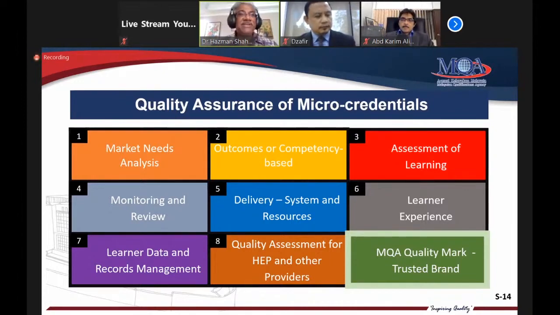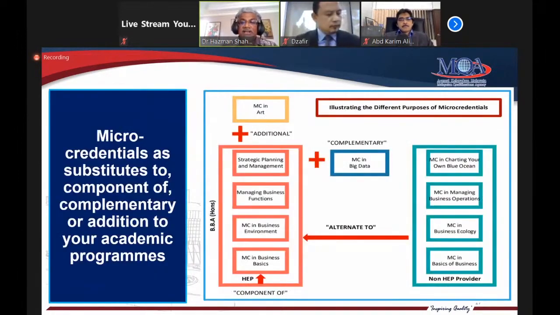And this is useful in a very crowded market to show that you have taken an extra step to have external validation of the quality of your micro-credentials. But this is optional. This is for standalone MCs. And this is what the MCs can do.